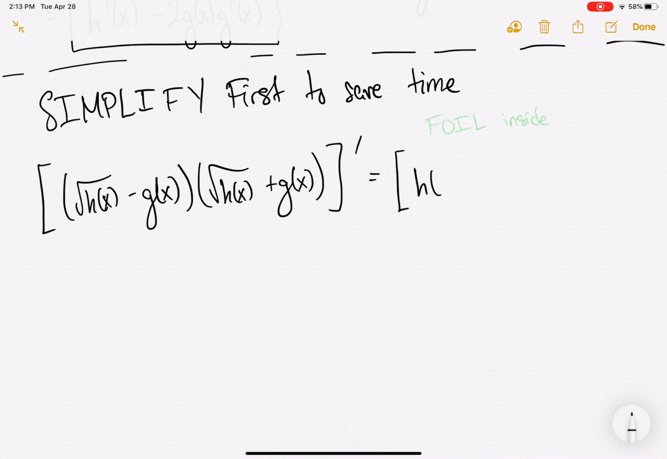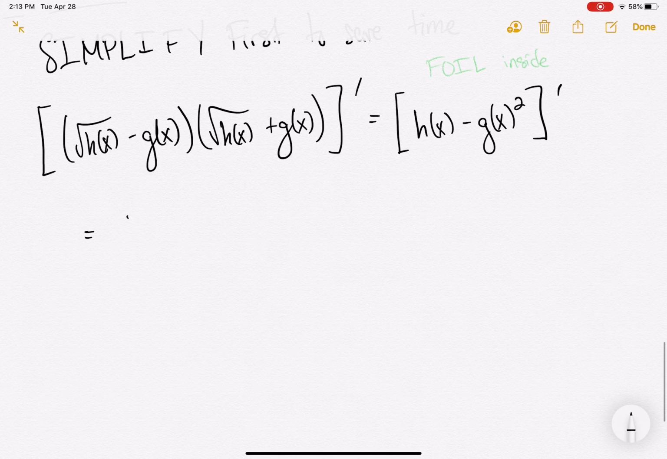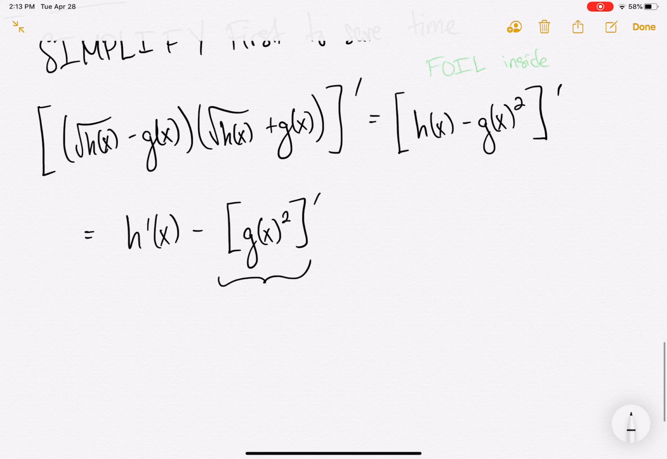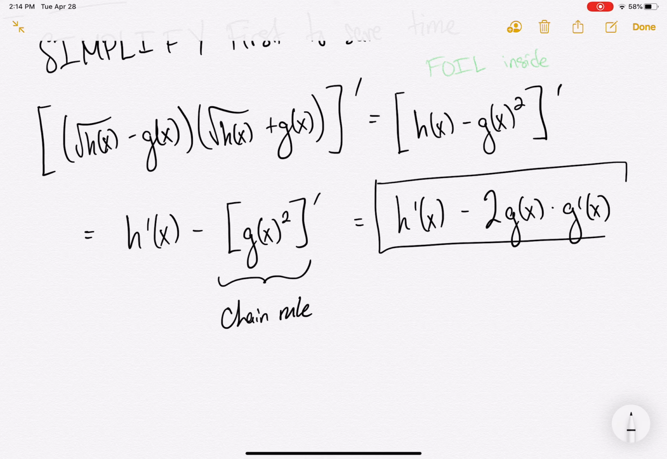FOIL the inside. What happens? We get h of x minus g of x squared. Trust me on that. It's a difference of squares problem, so that's definitely going to be the truth. So now, if I take the prime of this, I get h prime of x minus g of x squared prime. So you still have a chain rule here. So it's not super easy, but it's also not super hard. H prime of x, chain rule just says derivative of the outside is 2, keep the inside the same, g of x to the first power multiplied by the derivative of the inside. There you go.